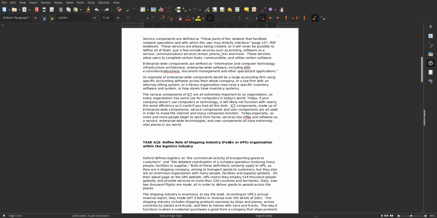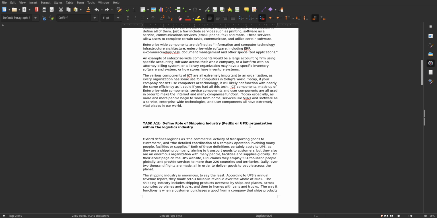Enterprise-wide components are defined as information and computer technology, infrastructure, architecture, and enterprise-wide software, including ERP, e-commerce, e-business, document management, and other specialized applications. An example of enterprise-wide components would be a large accounting firm using specific accounting software across their whole company, or, as an example provided in the book, a law firm using their own billing system specific for their attorneys. And then a library organization may have a very specific inventory service and software that they use to keep track of all their books. And stores have the same thing for all their products.